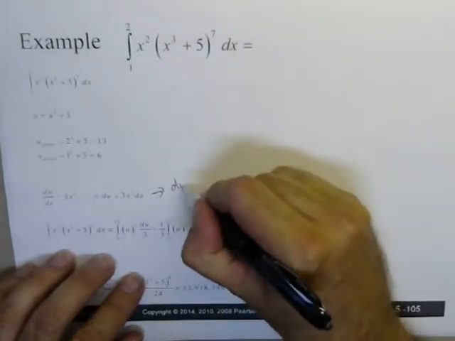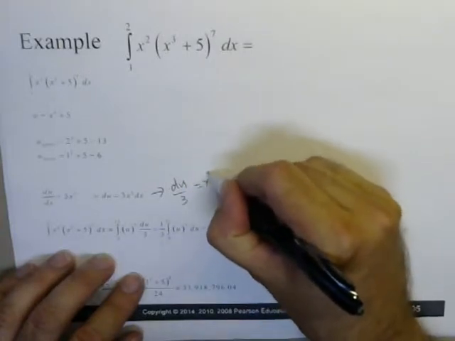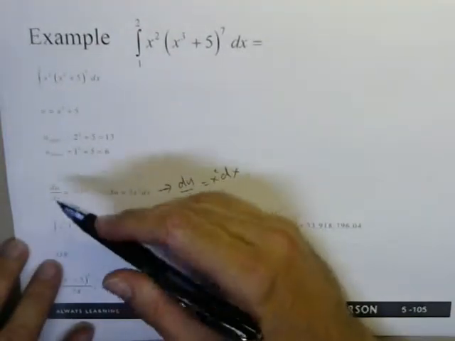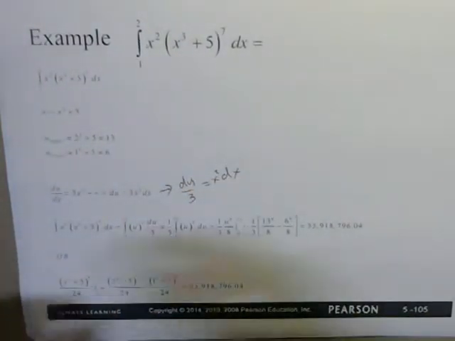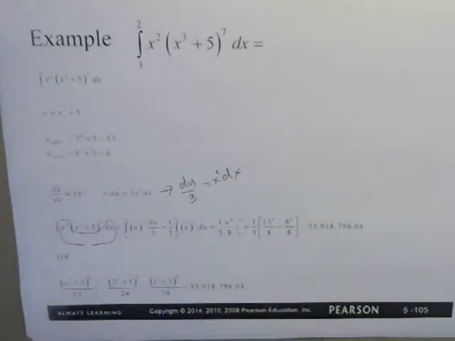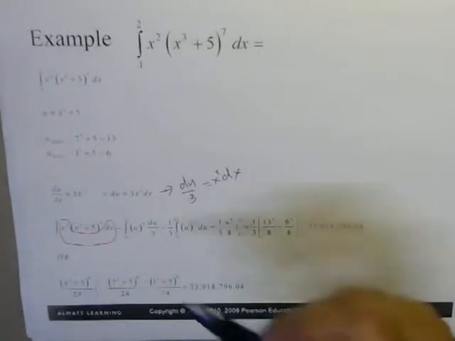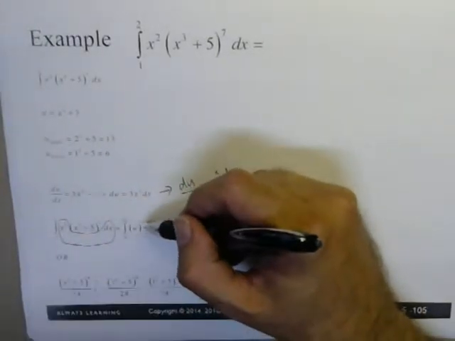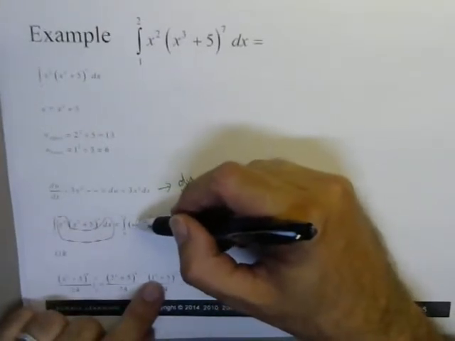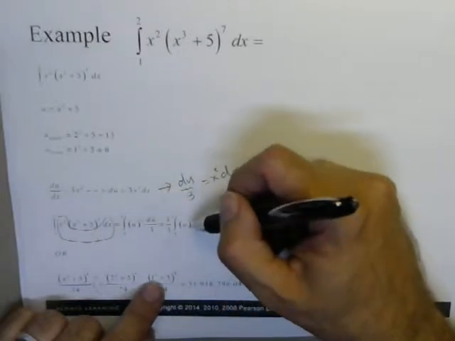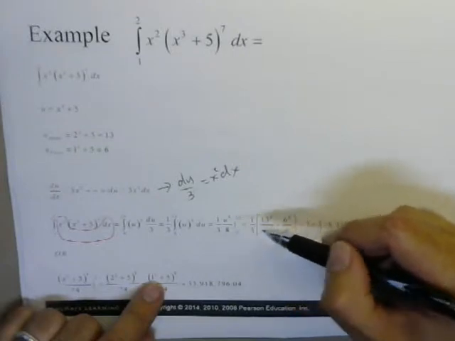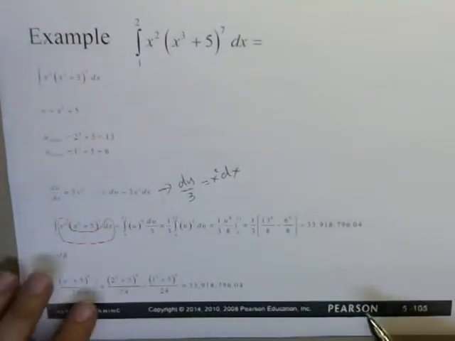If you do the substitution, you get du is equal to 3x squared dx, so du over 3 is equal to x squared dx. In other words, replace x squared dx with du over 3, and then you'll get u to the 7th. Then just evaluate that integral. The antiderivative of u to the 7th is u to the 8th over 8, the 1/3 will come out, and then you can plug in the 13 and 6, and that will give you your answer.